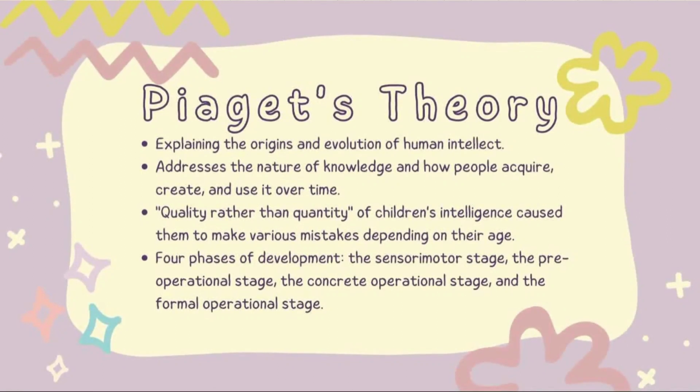There are 4 phases of cognitive development according to Piaget's theory. The first one is the sensory motor stage, then the pre-operational stage, the third one is the concrete operational stage, and lastly, formal operational stage.